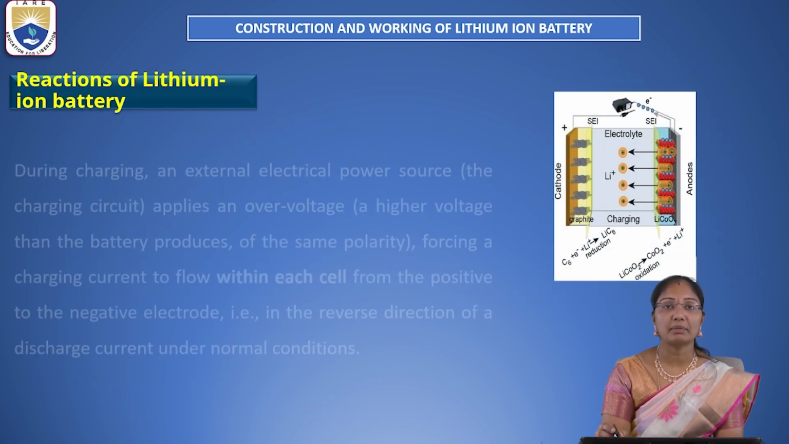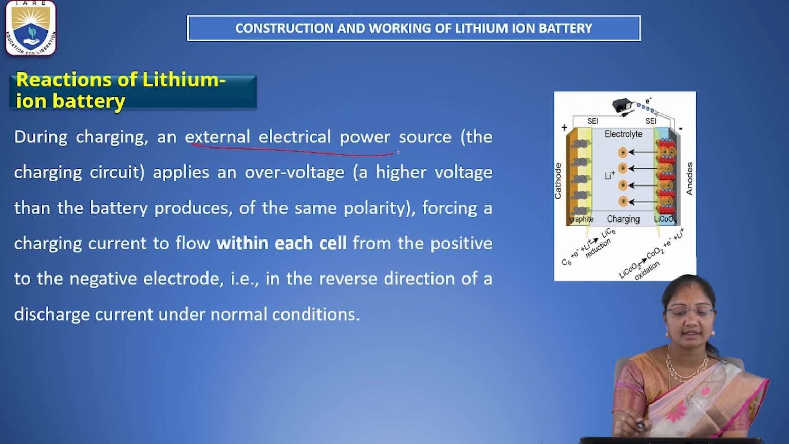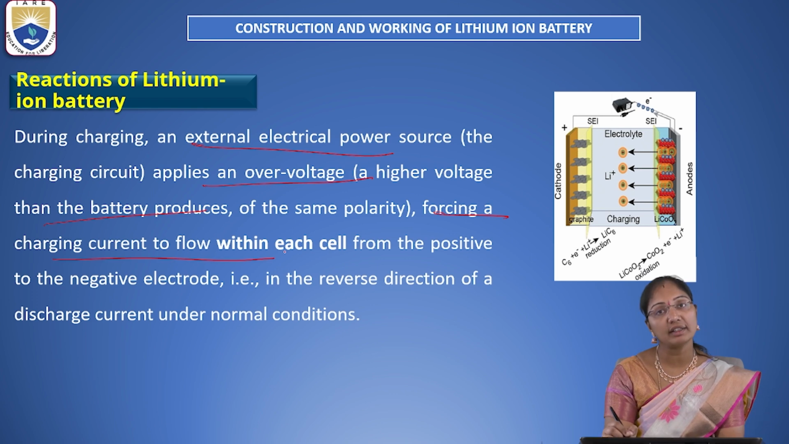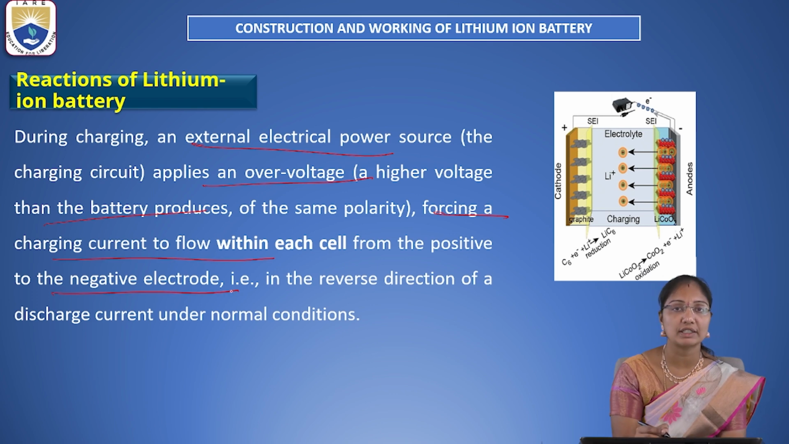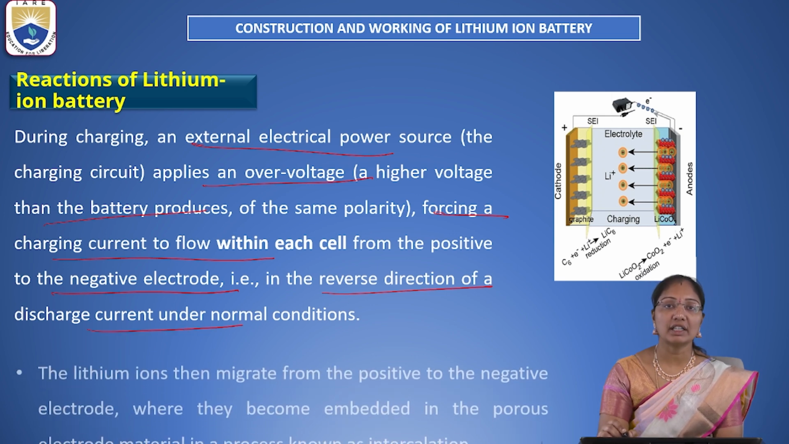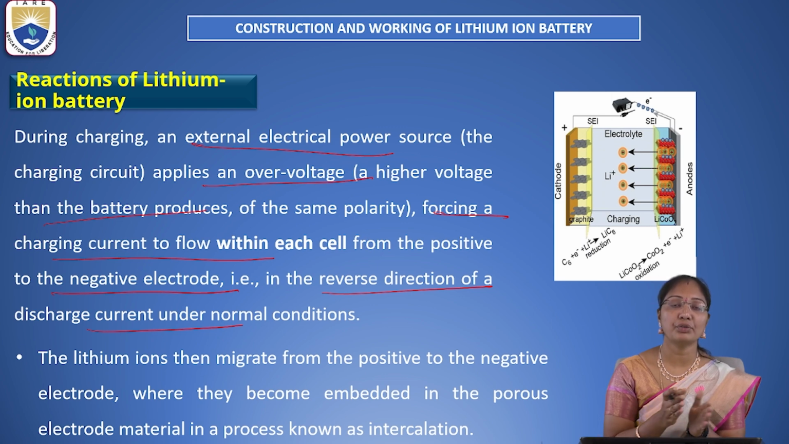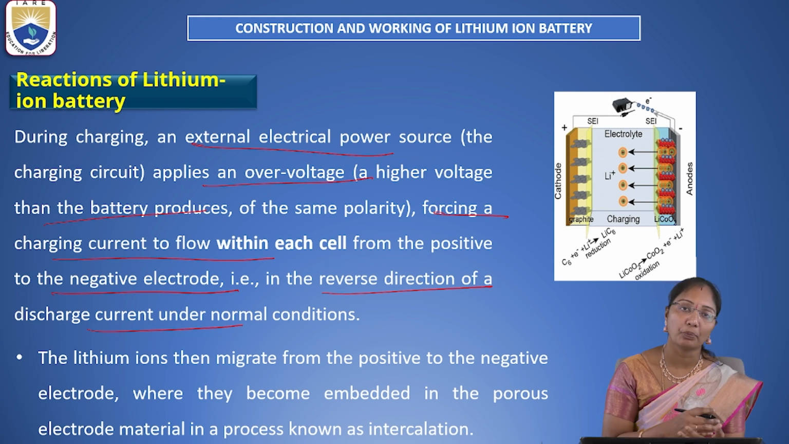So during charging of a lithium ion battery, an external power source, the charging circuit, applies an overvoltage, a higher voltage than the battery produces, of the same polarity. This forces a charging current to flow within each cell from the positive to the negative electrode, in the reverse direction of a discharge current under normal conditions. Charging means we are providing external current, which is stored in the form of chemical energy. So the reactions go from left to right and right to left: during discharging in one direction, and during charging in the opposite direction.